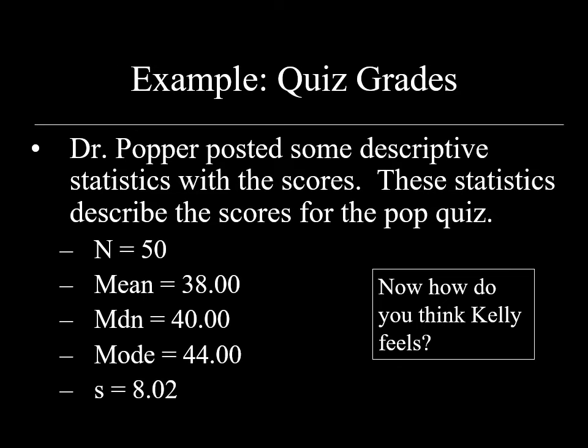Now at this point, we have to come back to how do you think Kelly feels about her score of 32 now? So even if we can trust that lowered mean of 38, she's still 6 points below the average, which means more than half the students did better than her. And we also know from the median and the mode that most people were probably scoring even further above that mean. So that 32 starts to sound a lot less positive than it did before we had these descriptive statistics.